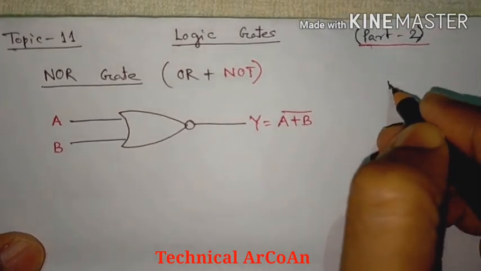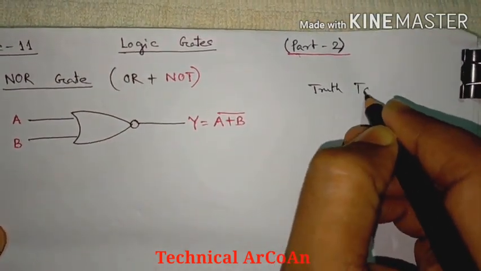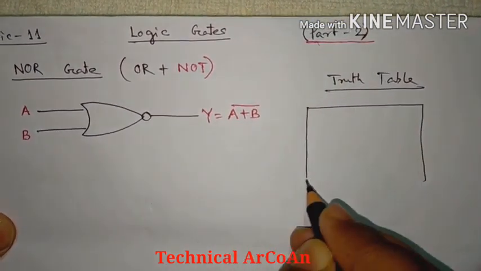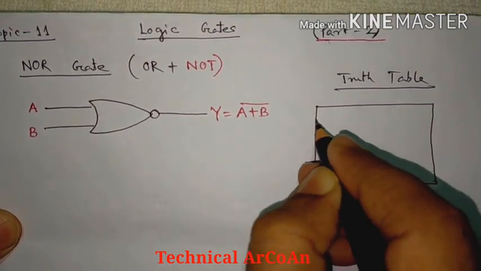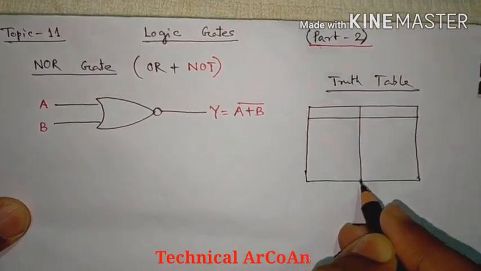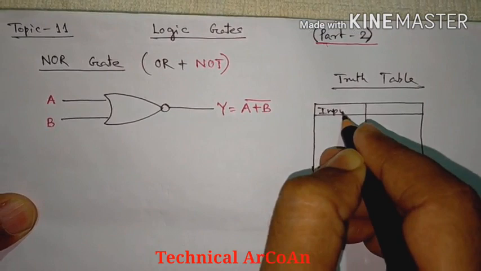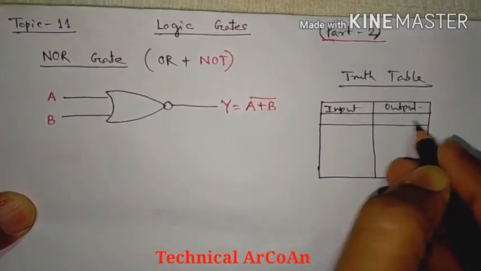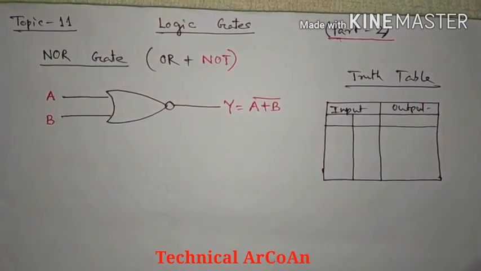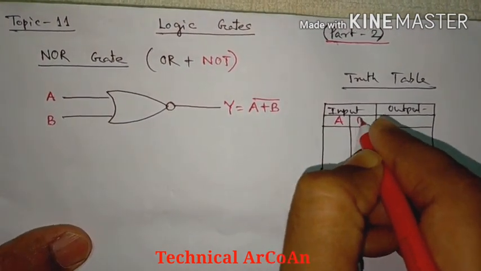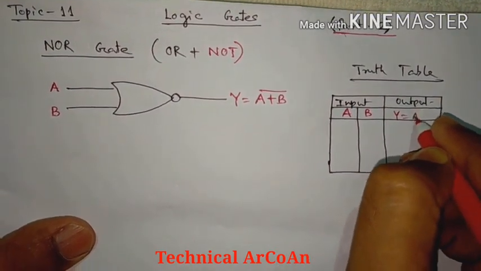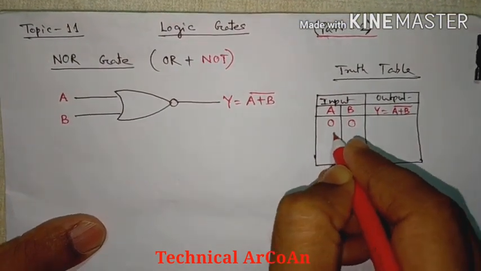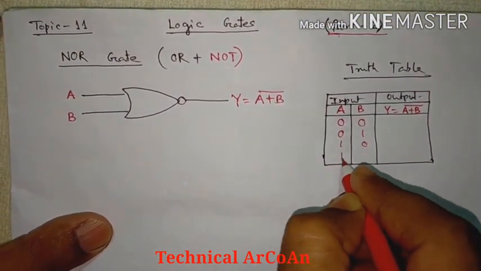Now we go for the truth table for the NOR gate. Same way, we are using two inputs which are A and B, right? So here I am writing input and here I am writing output. We divide input into two parts because we know these are two inputs, one is your A, another is your B, and the output is Y equal to A plus B whole complement. And now put the values: 0 0, next 0 1, 1 0 and 1 1.